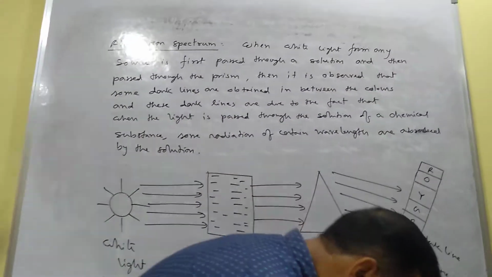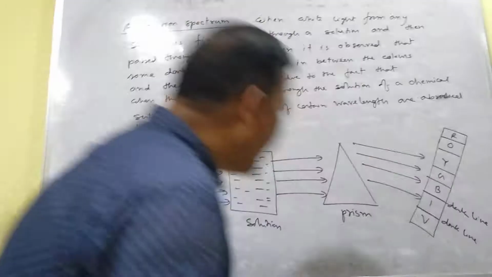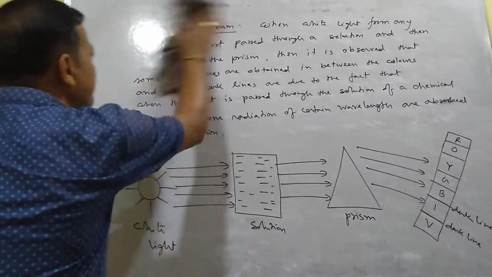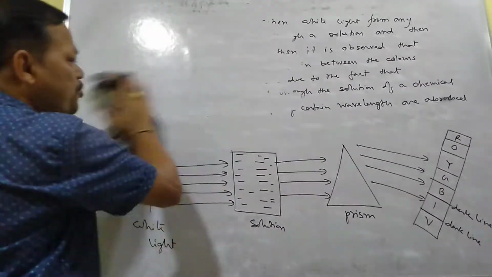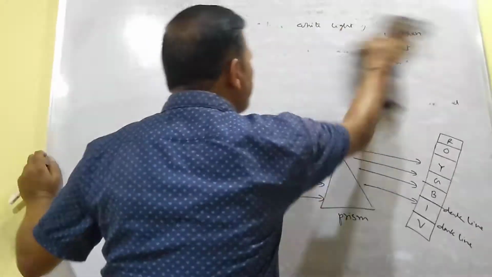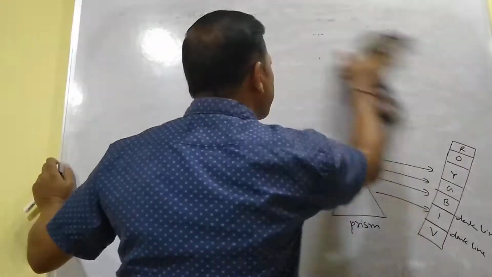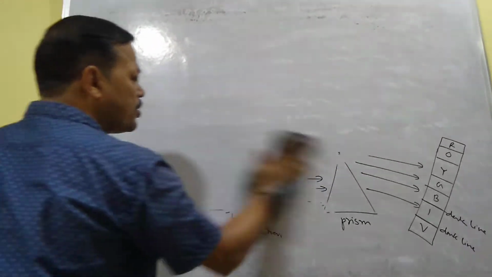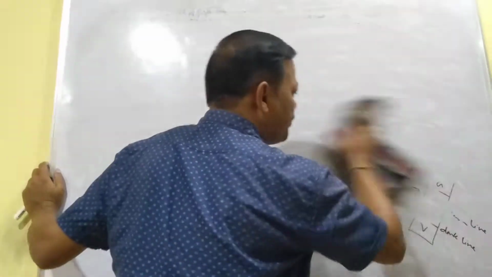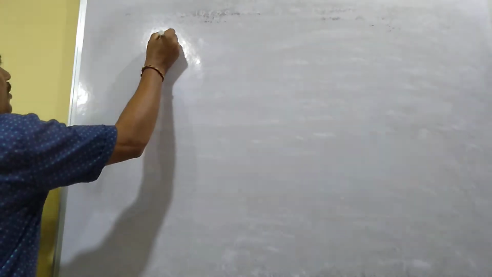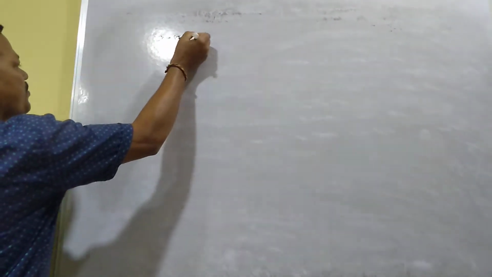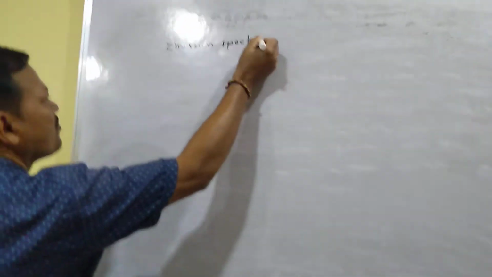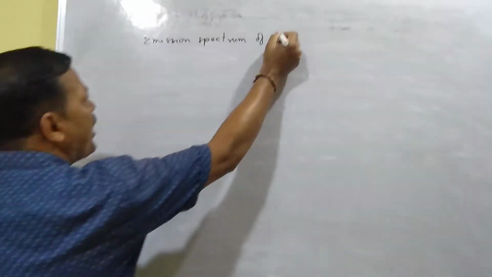Now, as I have already told you, atoms produce colored light, and that is why atoms show emission spectrum. And since they produce colored light, you will mainly get the line spectrum. So now we will study the emission spectrum of hydrogen.